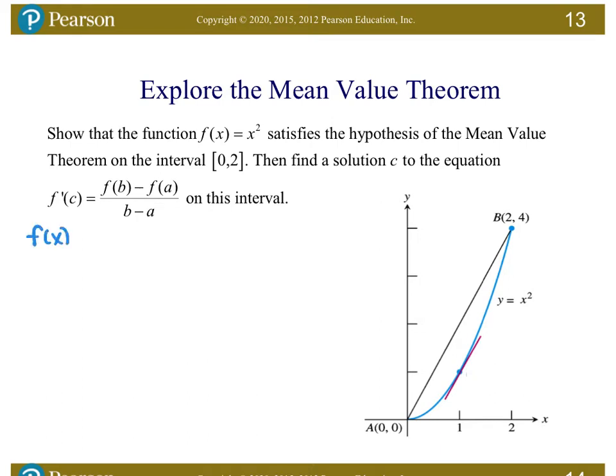Okay, well, it's a parabola. F of x equals x squared is continuous, and it's differentiable by definition on the interval 0 to 2. Okay, so since that's true, then we can move forward.